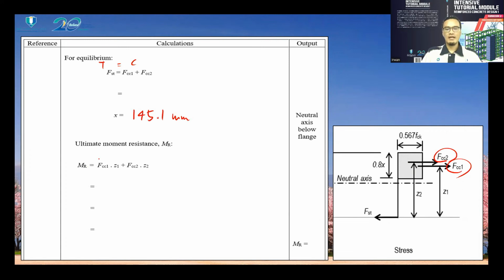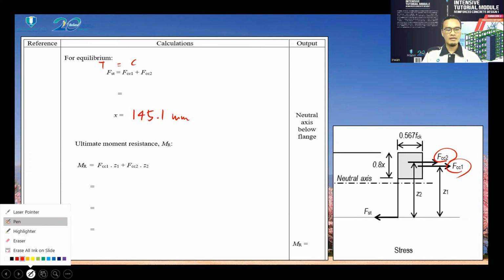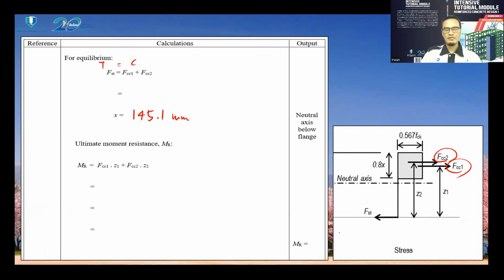And then the ultimate resistance, observe carefully. Take the moment about the center of the tension reinforcement. So FCC1 times z1 plus FCC2 times the distance z2. Just follow these equations. Please be careful. Let's do it together.